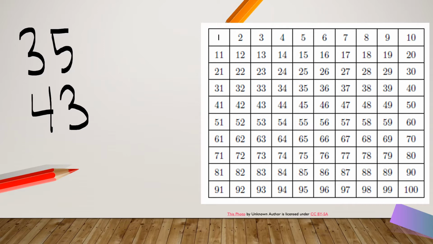If I look at my first number, I know that it starts with a 3, so I'm going to locate number 3. When I find it, I'm going to look for 35. So I'm going to highlight it. Now I'm going to look at my second number, 43. It starts with 4, so I will go to my 4s, and then I will locate 43.